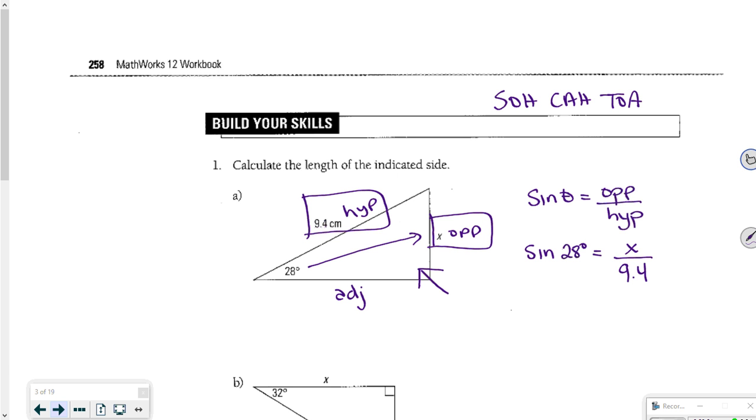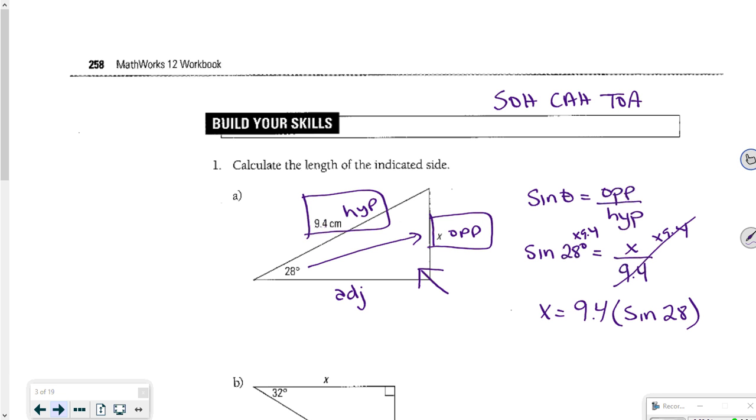When the x is on the top of the fraction, we rearrange it slightly differently. We can't just swap sides. This is saying x divided by 9.4. So we're going to do the opposite. We're going to multiply by 9.4 on both sides, so that the 9.4's cancel out. What that leaves us with is x equals 9.4 times sine of 28.